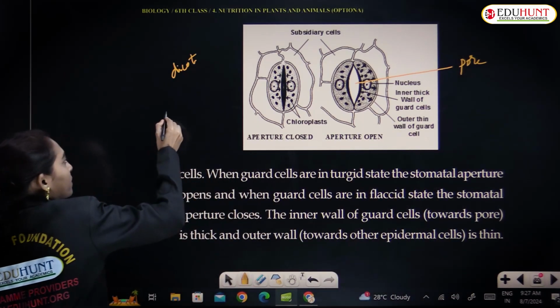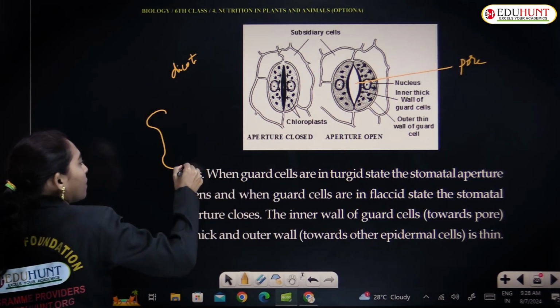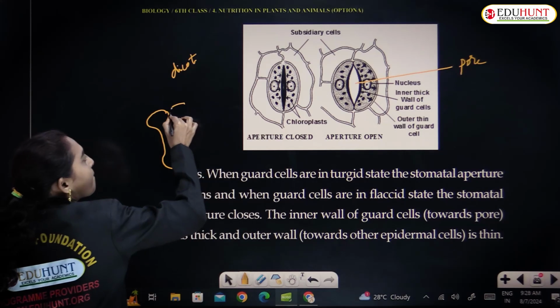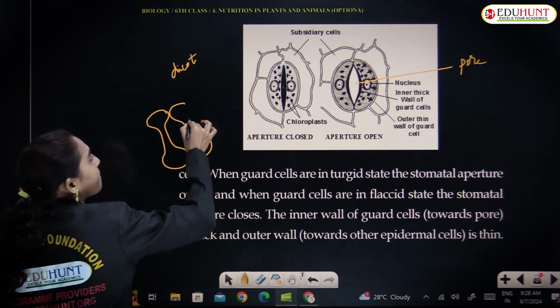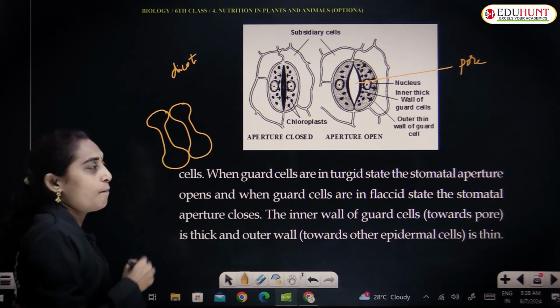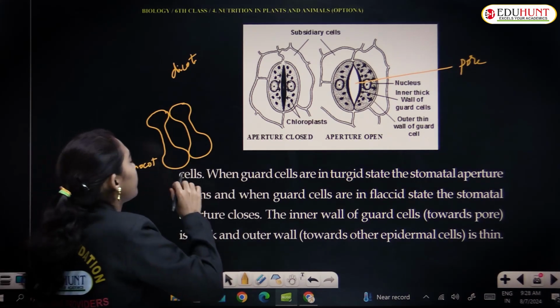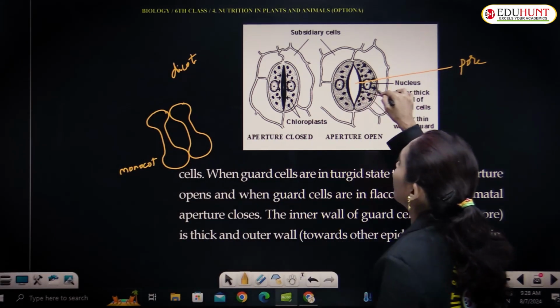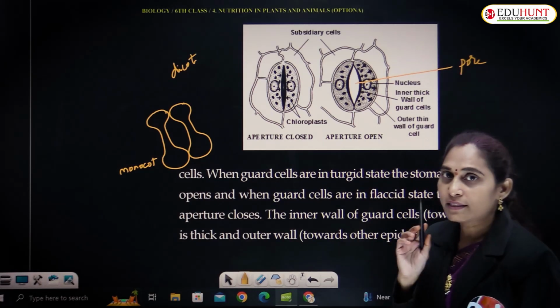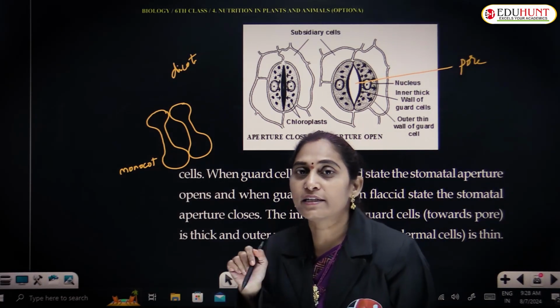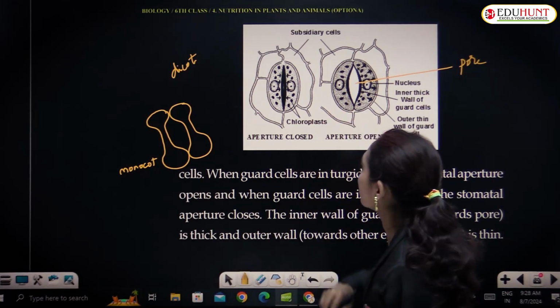Let's draw this. Do you remember now? Yes, these are dumbbells. In monocots, the guard cells are dumbbell-shaped. But in dicots, look, the guard cells are kidney-shaped or bean-shaped.